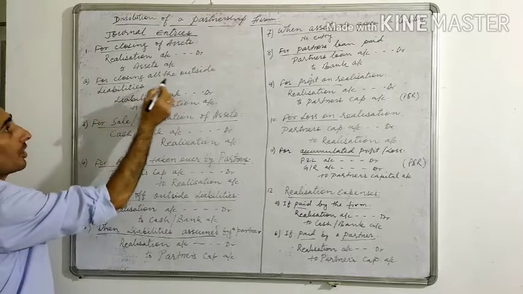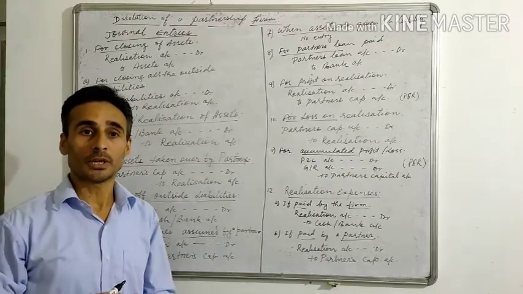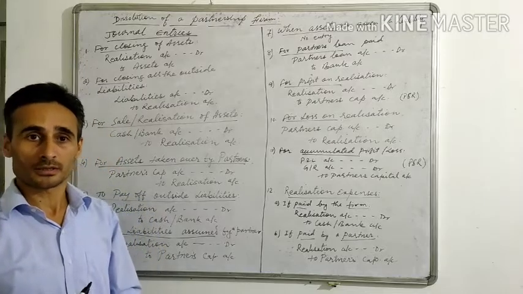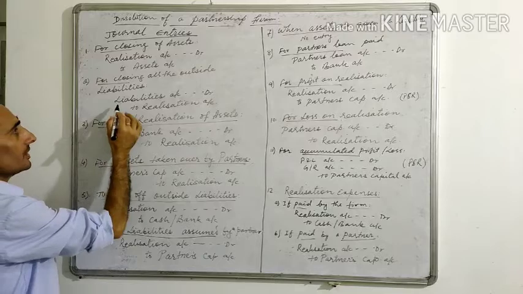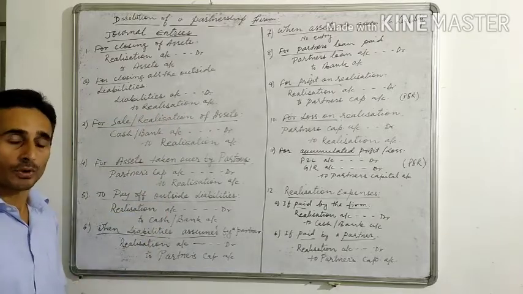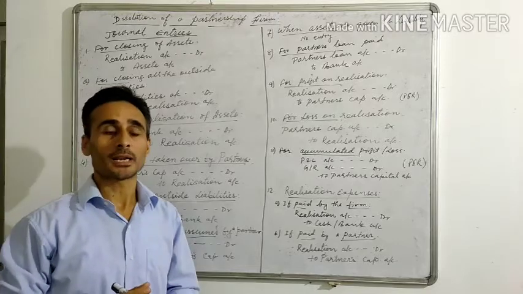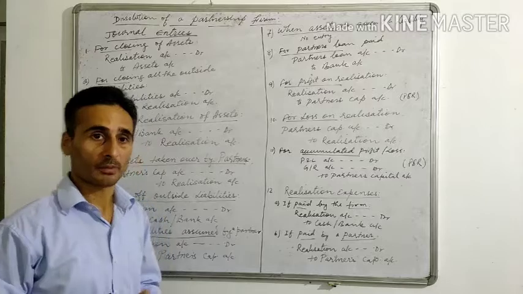So fictitious assets, cash and bank balance should not be transferred to realization account. Number 2, for closing all the outside liabilities. Outside liabilities, that means liabilities not related to the partners, should be transferred to realization account. And the entry is liabilities account debit to realization account. What are the outside liabilities? Like bank loan, sundry creditors, okay, bills payable.